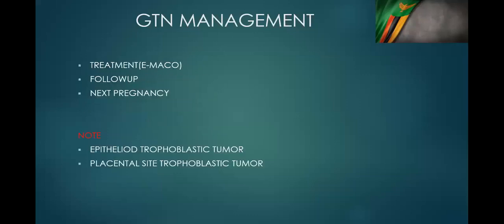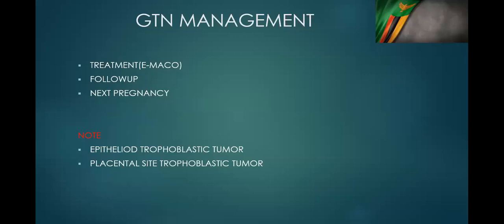Then what is the treatment? You treat according to the risk. If a patient is graded as low risk, they get methotrexate. That is what those letters stand for over there. So you have EMACO there. E stands for etoposide, M stands for methotrexate, A stands for actinomycin D, C stands for cyclophosphamide, O stands for oncovin or vincristine. So if somebody is high risk, they get all those 5 drugs that I've mentioned.